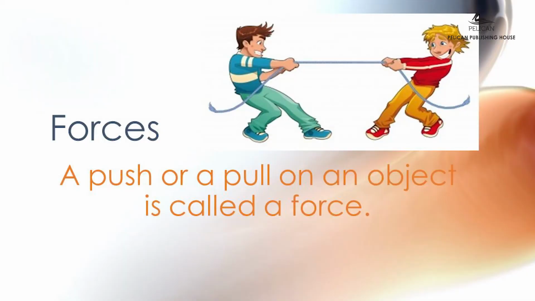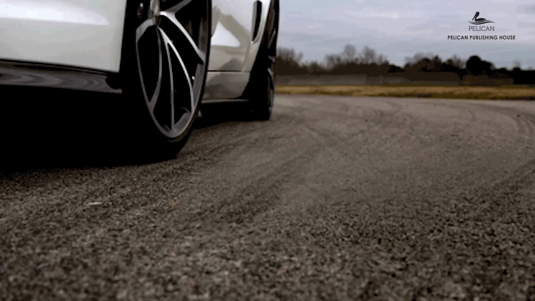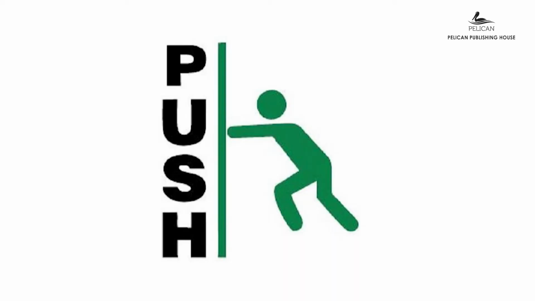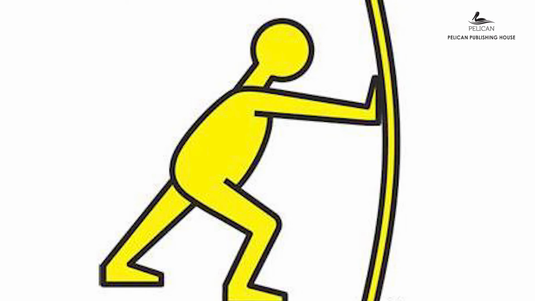The push and pull on any object is called force. A force can make an object move faster, slow down, remain in place, or even change shape. Push. The pushing force is a force by which we make an object move away from us.